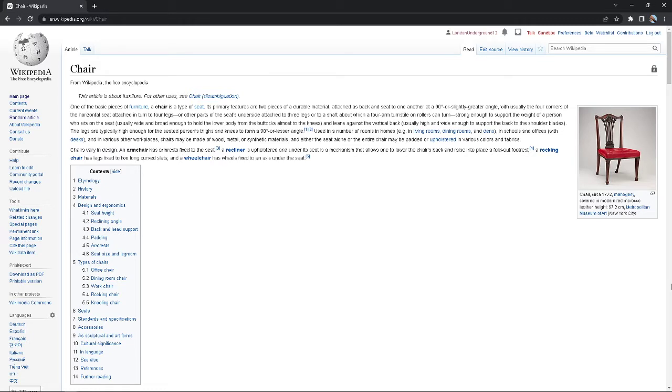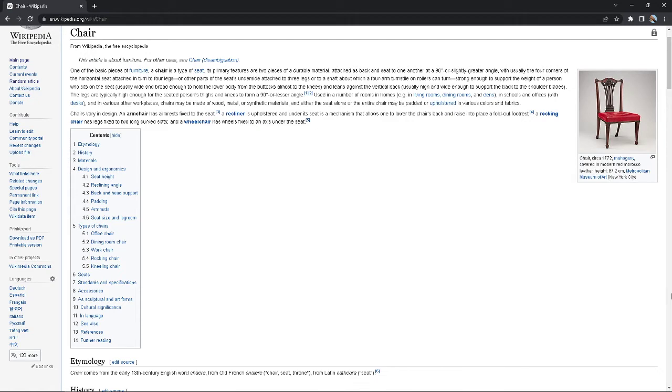Chairs vary in design. An armchair has armrests fixed to the seat. A recliner is upholstered, and under the seat is a mechanism to allow one to lower the chair's back and raise into place a fold-out footrest. A rocking chair has legs fixed to two curved slats, and a wheelchair has wheels fixed to an axis under the seat.